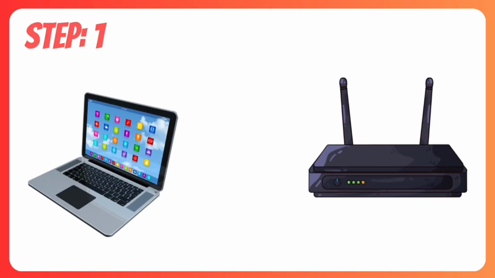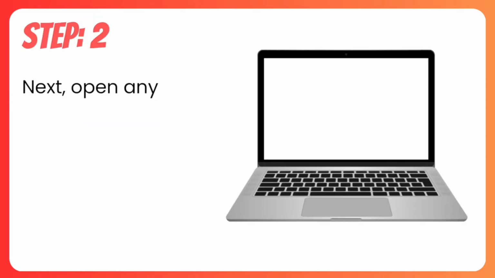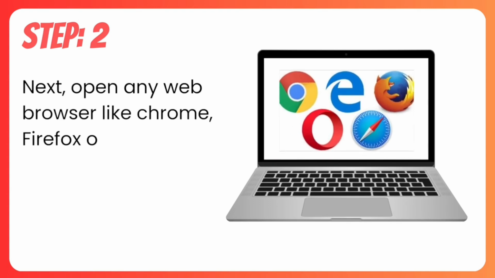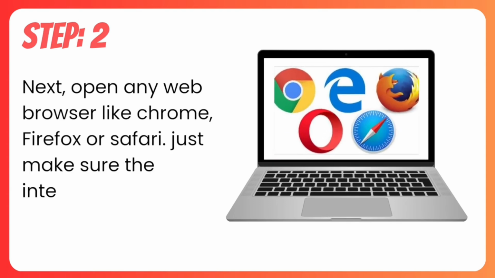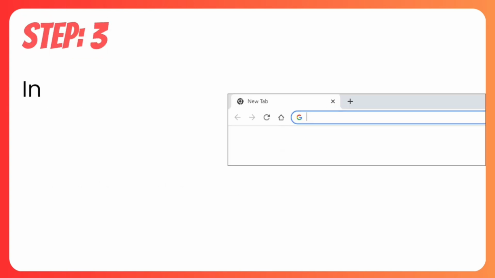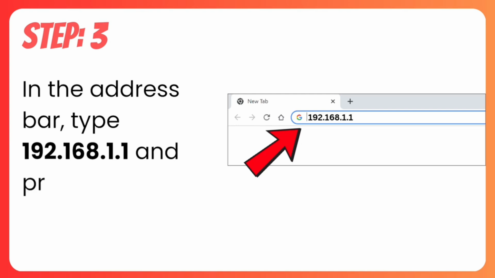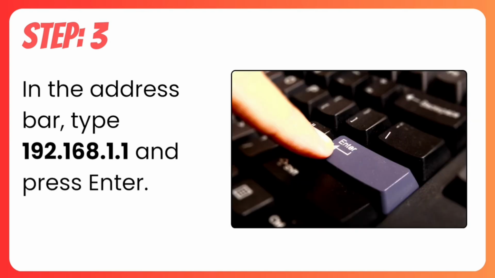Step 1. First, make sure your device is connected to the router's network either via Wi-Fi or an Ethernet cable. Step 2. Next, open any web browser like Chrome, Firefox or Safari. Just make sure the internet is working. Step 3. In the browser's address bar, type 192.168.1.1 and then hit enter.